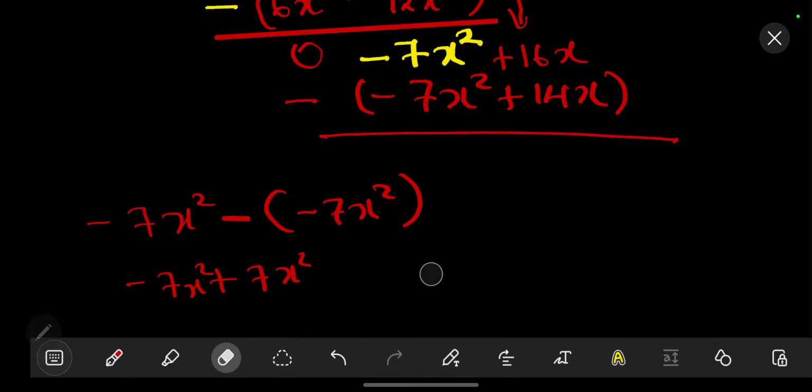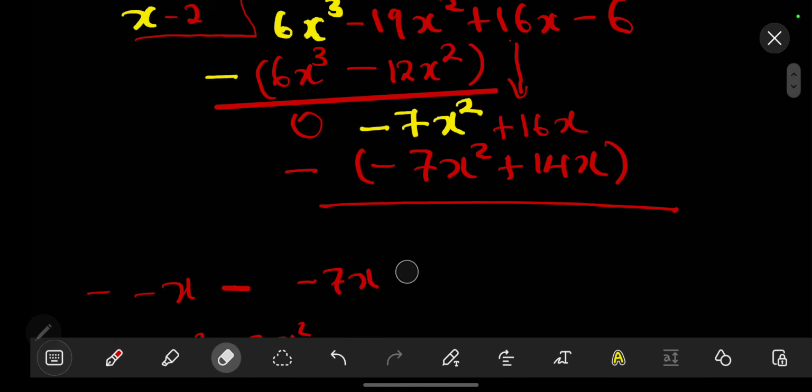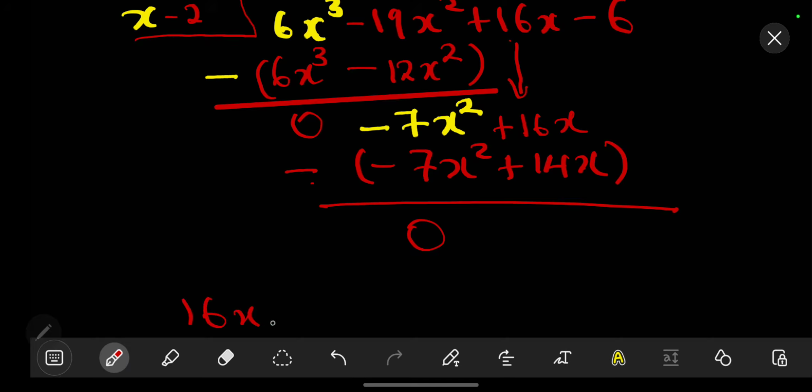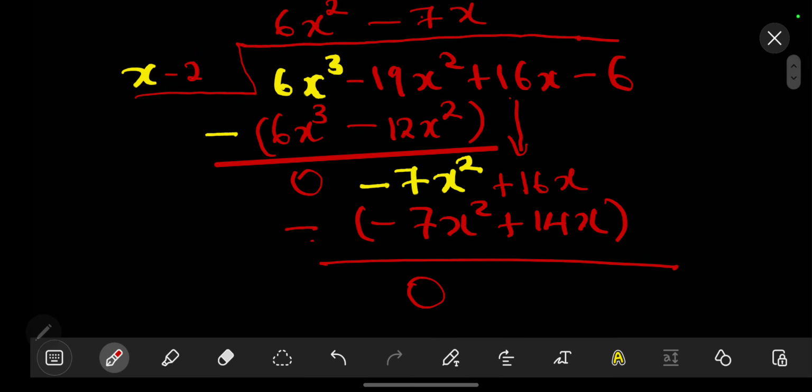So as you can see, negative 7x squared plus 7x squared will give us a 0. So already there we are going to have a 0 there. So we are going to put our 0. Then our 16x minus 14x. So we have a 16x minus 14x. This will give us a 2x. So we are going to write a plus 2x like that.